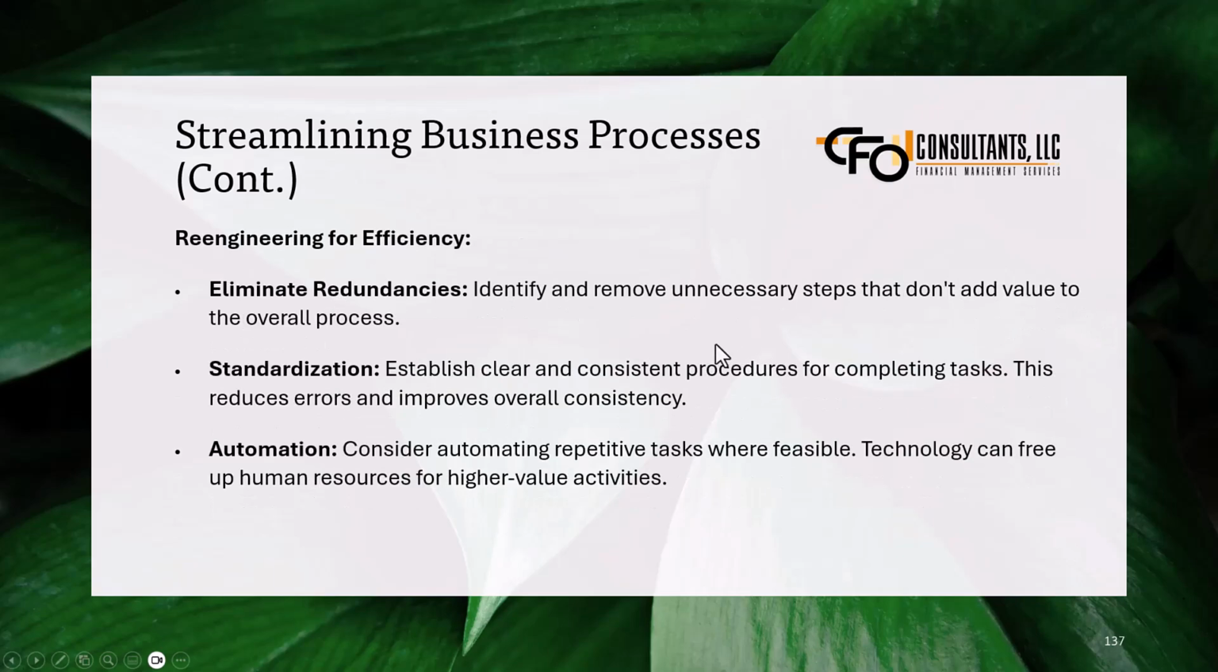Next, once we do those 3 steps, we're going to think about re-engineering for efficiency. Here, we're going to start by eliminating redundancies, and we identify and remove unnecessary steps that don't add value to the overall process. We think about standardization, where we establish clear and consistent procedures for completing tasks. This reduces errors and improves overall consistency. And then automation. We consider automating repetitive tasks where feasible. Technology can be really useful here to free up human resources for higher value activities.